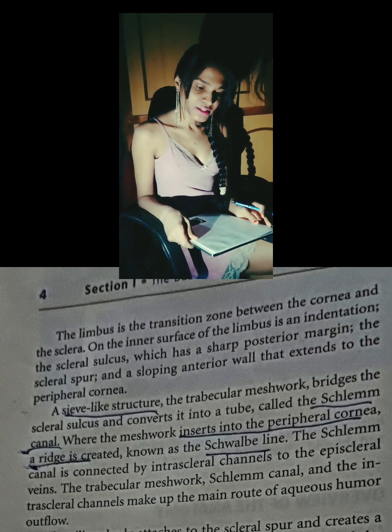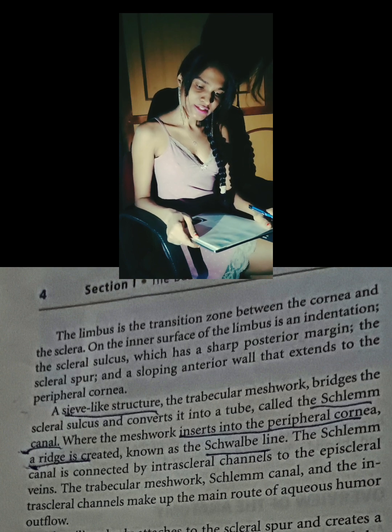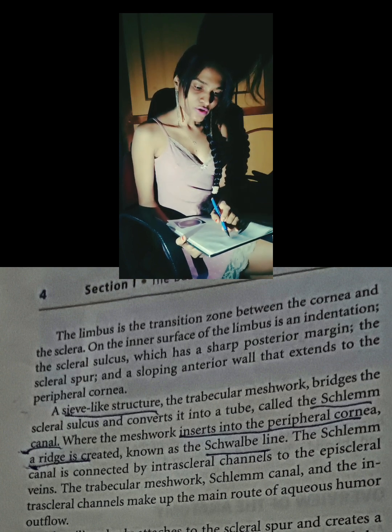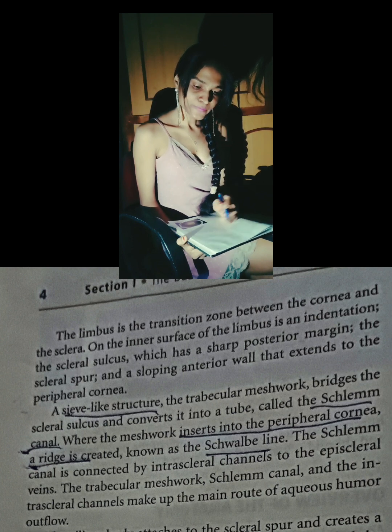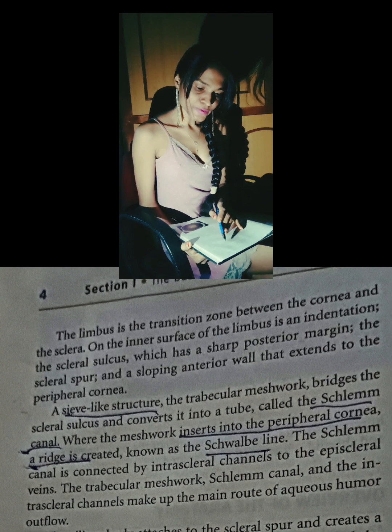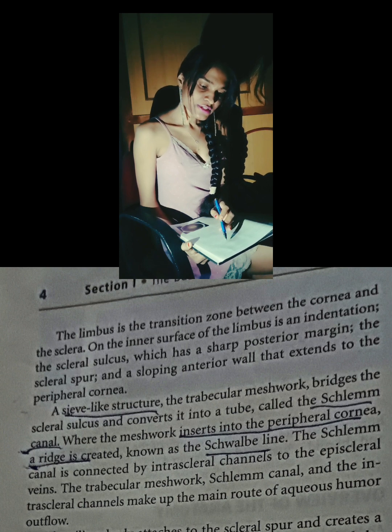The limbus is the transition zone between the cornea and the sclera. On the inner surface of the limbus is an indentation, the scleral sulcus, which has a sharp posterior margin, the scleral spur, and a sloping anterior wall that extends to the peripheral cornea. A sieve-like structure, the trabecular meshwork, bridges the scleral sulcus and converts it into a tube called the Schlemm's canal, where the meshwork inserts into the peripheral cornea. A ridge is created that is known as the Schwalbe line.